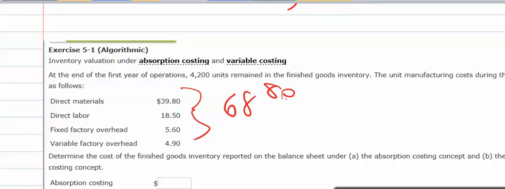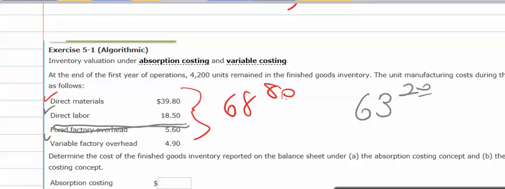Okay. Now for variable costing, I'm only going to use the direct materials, the direct labor, and the variable factory overhead. I am not going to use the fixed factory overhead. So for my cost of each unit, it's going to be adding those numbers together. It'll be 63.20. So that's the cost per unit for each one of those methods.